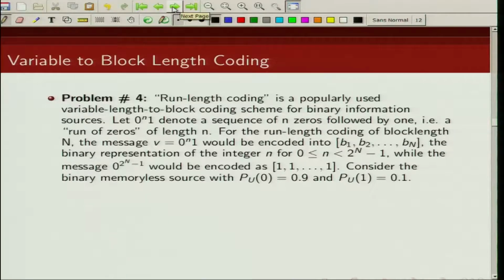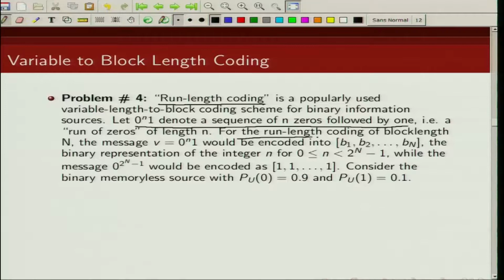Now the next example is on variable to block length coding. There is a variable to block length coding called run length coding. What does run length coding do? Let 0 raised to power n followed by 1 denote a sequence of n zeros followed by a single 1. So this is a run of zeros of length n followed by 1, and that's how we encode. So this run length coding works as follows.